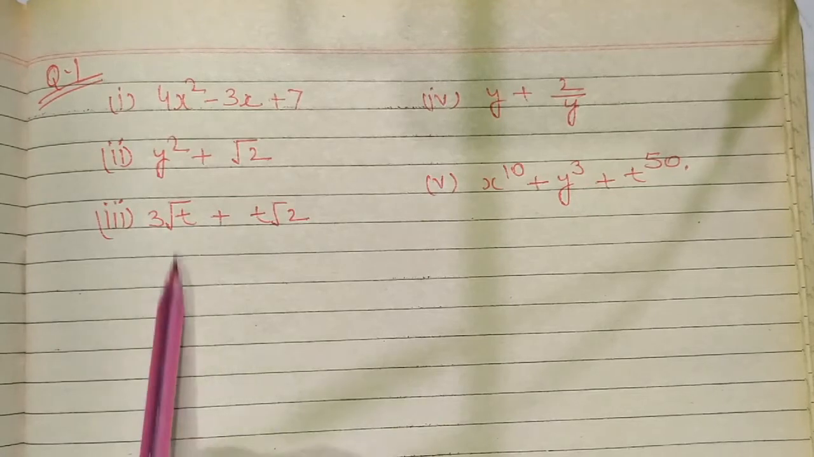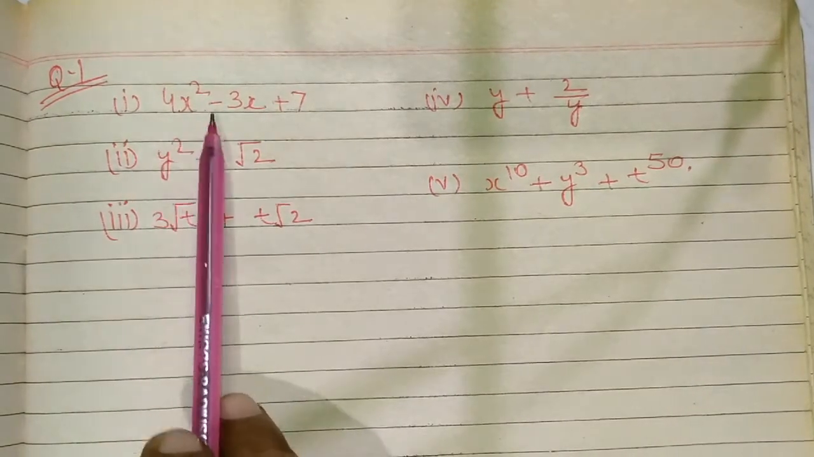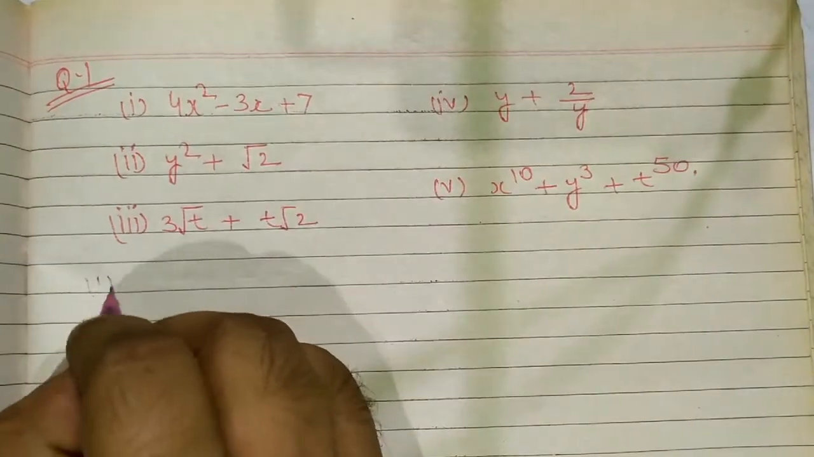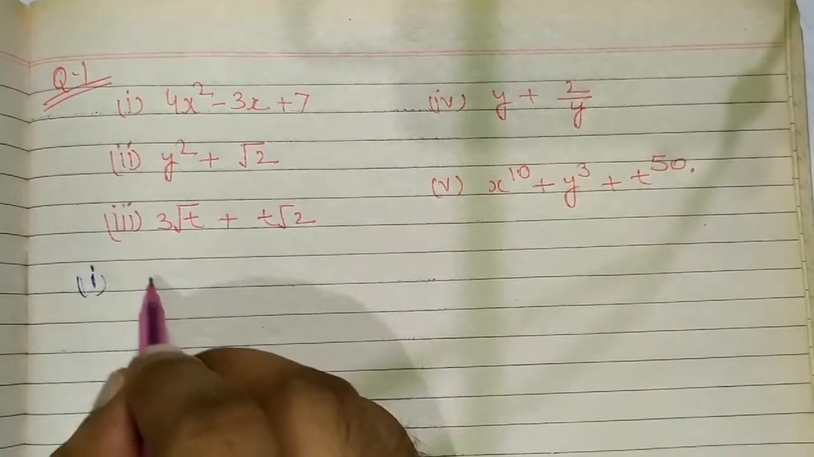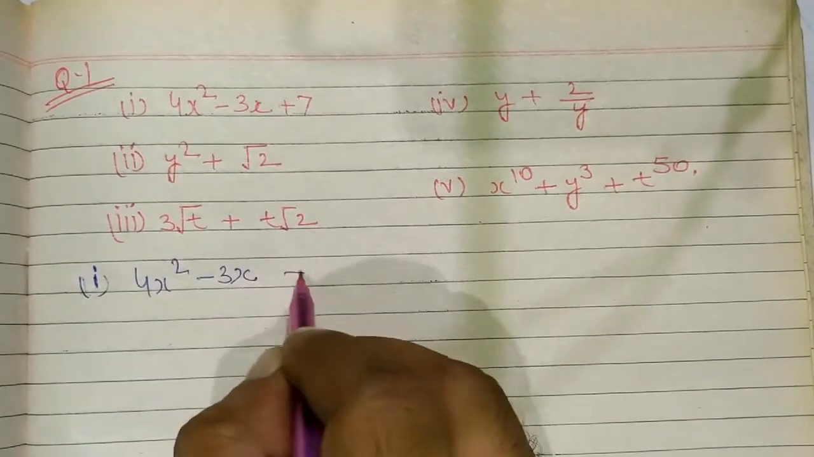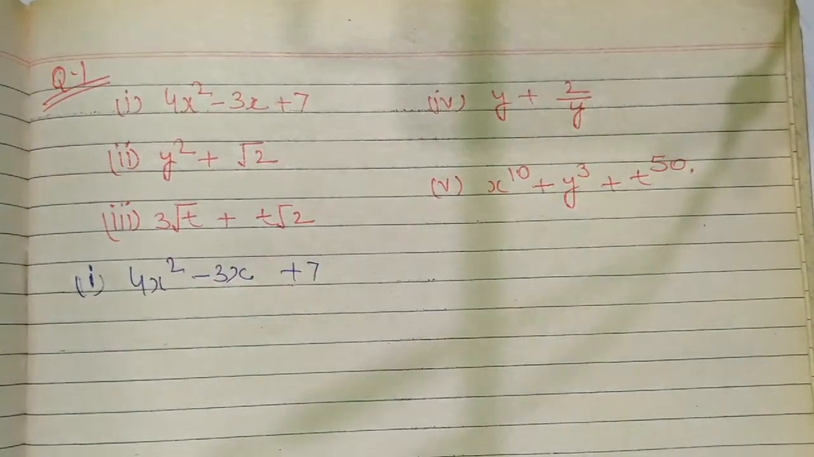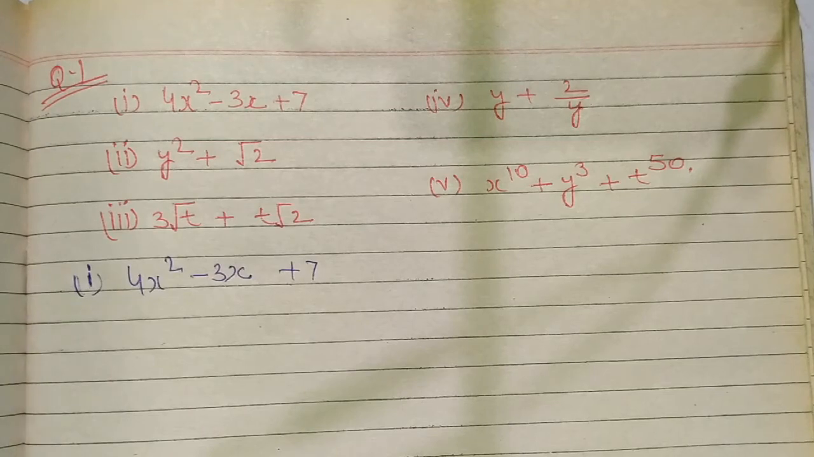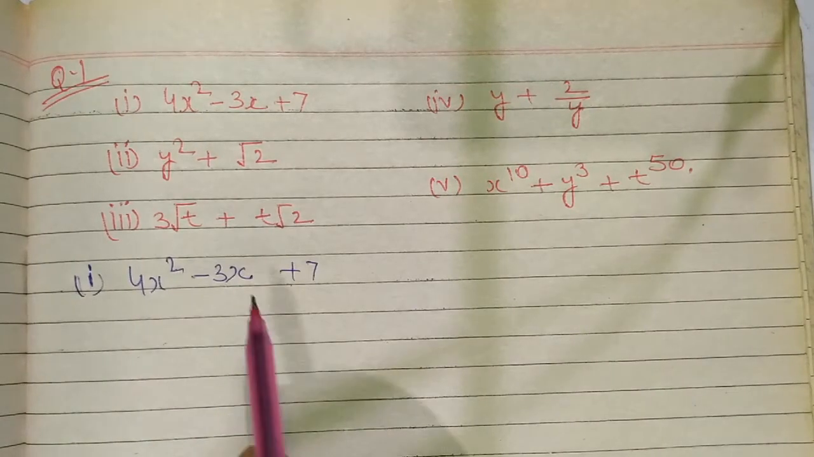So the first question is, this 4x square minus 3x plus 7. Okay, now let's solve this. It's 4x square minus 3x plus 7. Okay, now here there are two steps to solve this, right? First of all we need to check how many variables are there. Secondly, what is the power of those variables?